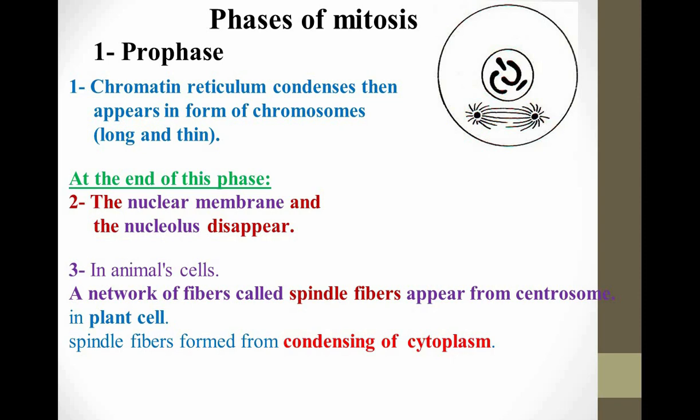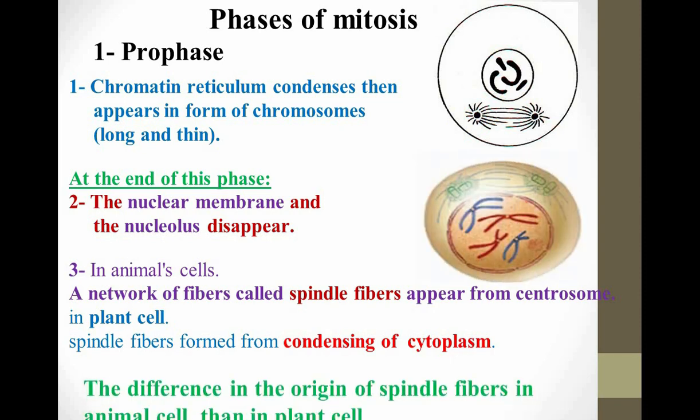We have two words, centrosome and centromere. Centrosome is an organelle in the cell which forms spindle fibers in prophase. But centromere is the point of connection of the two chromatids of a chromosome. We have a very important give reason question: the difference in the origin of spindle fibers in animal cell than in plant cell. We can answer that by number three. In animal cells, fibers called spindle fibers appear from centrosome, while in plant cells, spindle fibers form from condensing of cytoplasm.